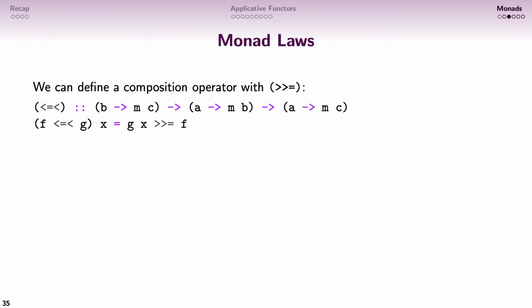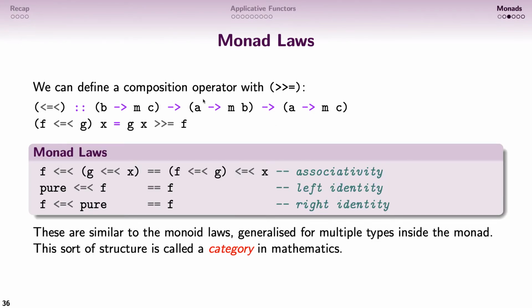So the way they look is as follows. It just looks like the monoid laws, not monad, sorry, monoid. If you have f composed with g composed with x, that's the same as f composed with g composed with x, associativity. Pure composed with f on either side is just the same as f. So this is like the monoid laws, except we can have multiple different types here. So f can go from a to b, right? And this can go from b to c and c to d and so on.